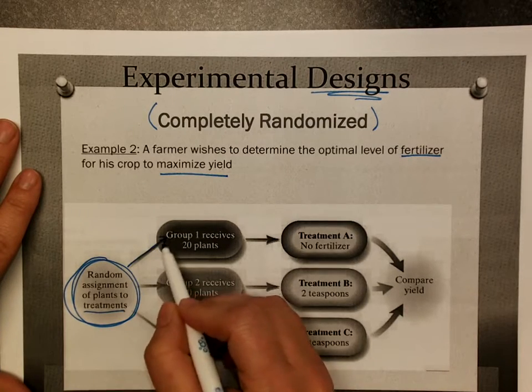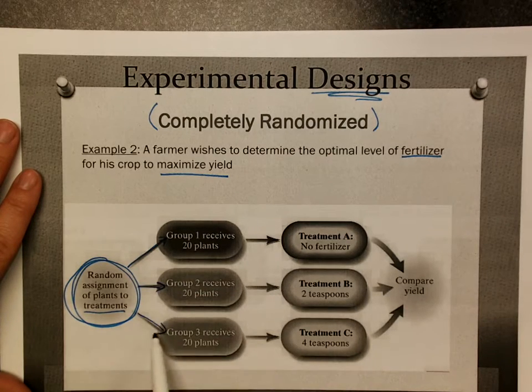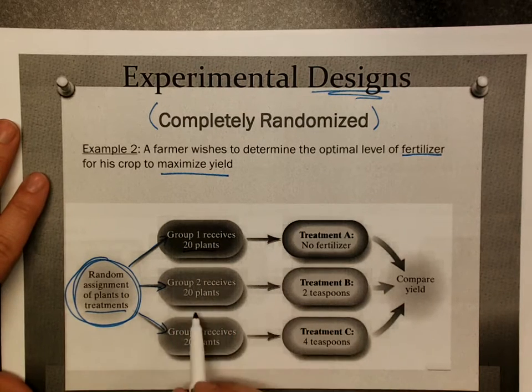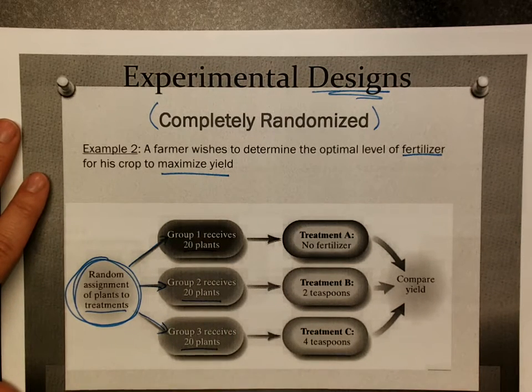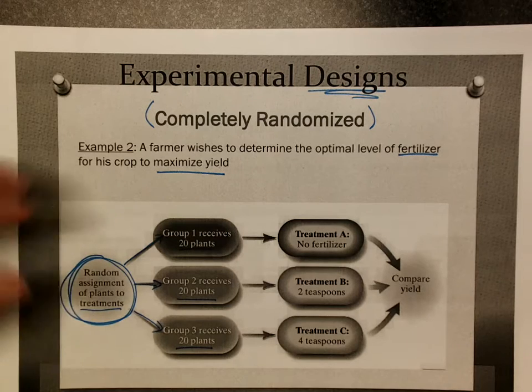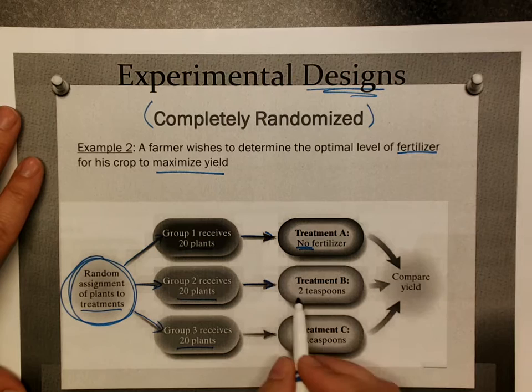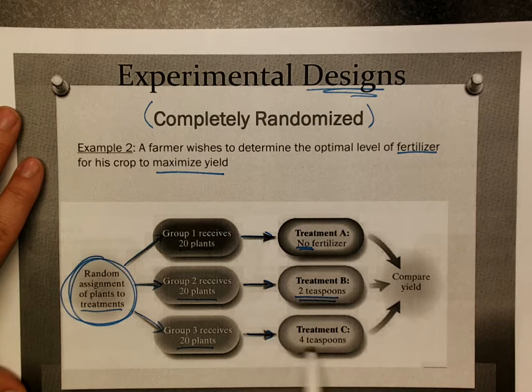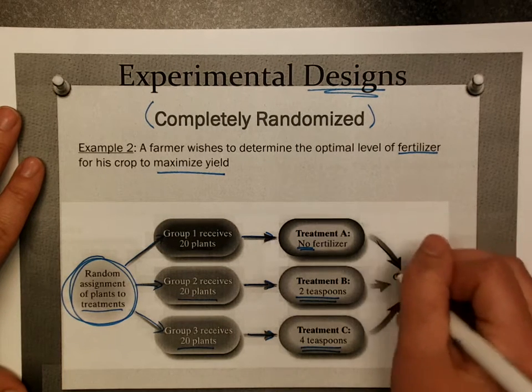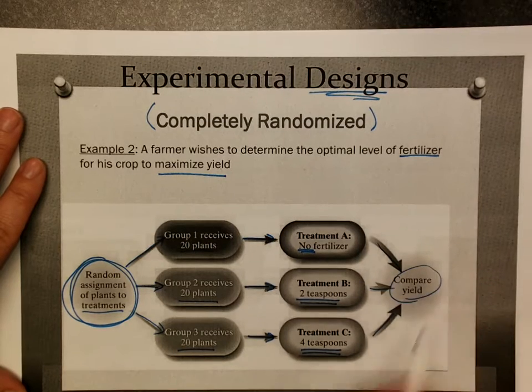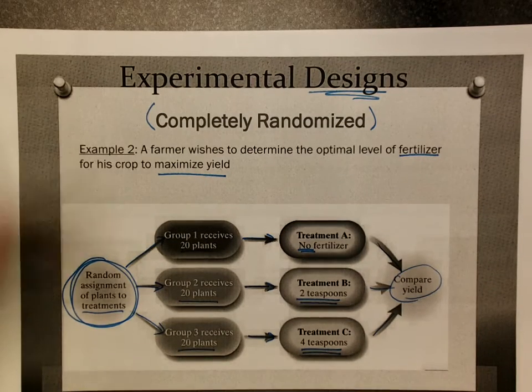He separates them randomly into 3 groups. Group 1 gets 20 plants, Group 2 gets 20 plants, and Group 3, that's just randomly assigned. The first treatment is no fertilizer. The second treatment gets 2 teaspoons, and the third one gets 4 teaspoons. They measure their yield and compare them. Just totally random.